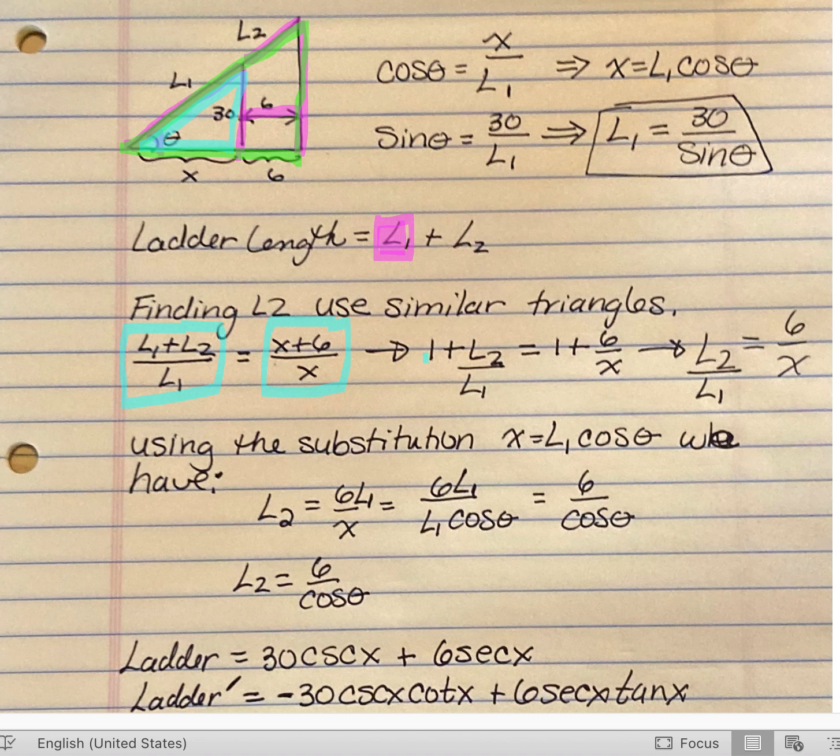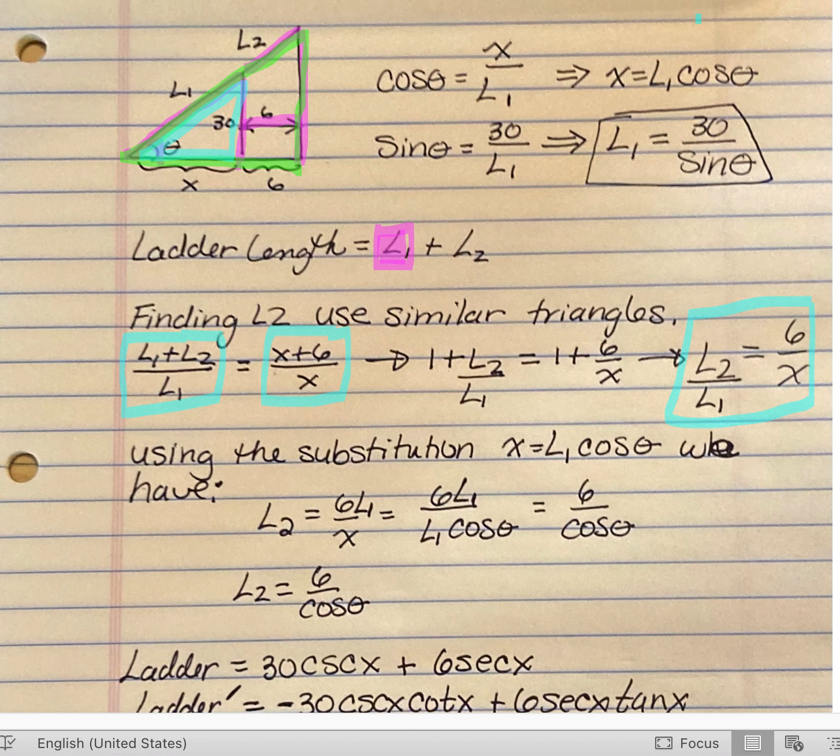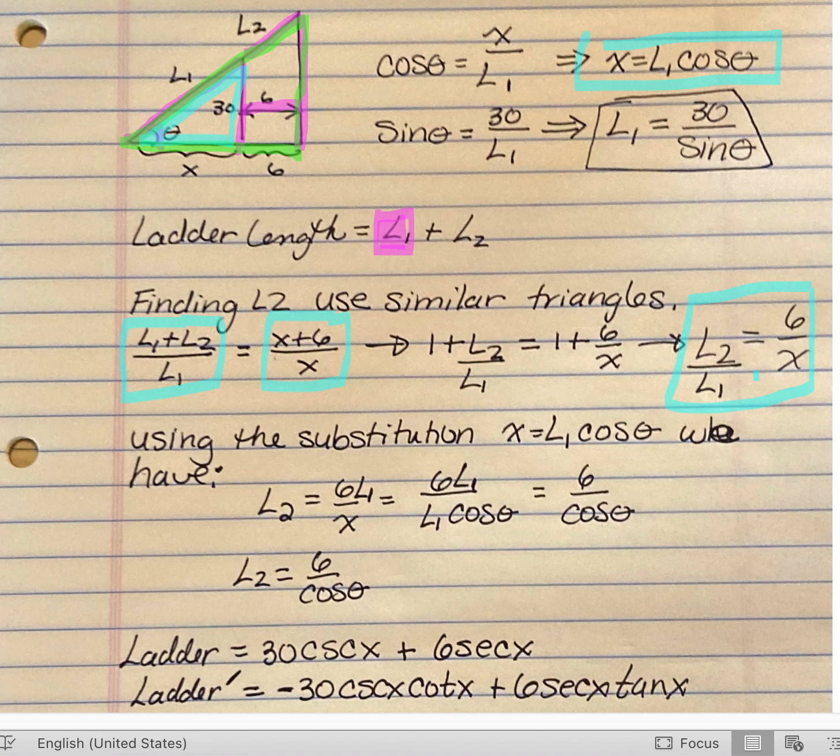And then by just subtracting 1 from both sides, I'm left with L2 over L1 is equal to 6 over x. Then this is where this substitution came in handy up here. X is equal to L1 times cosine theta. I substituted that in here. And so that gave me L2 is equal to 6 L1 over x.